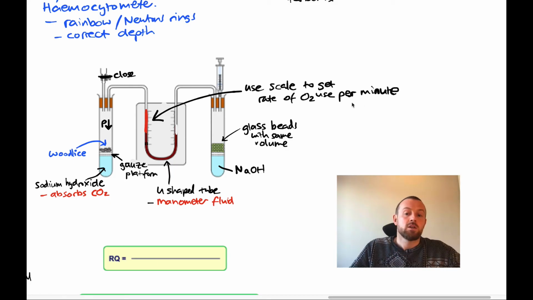Sorry, that's a bit messy. Rate of O2 use per minute. Now, often you also do this per unit mass of the organism, so you might do rate of oxygen use per minute per gram of wood lice potential.